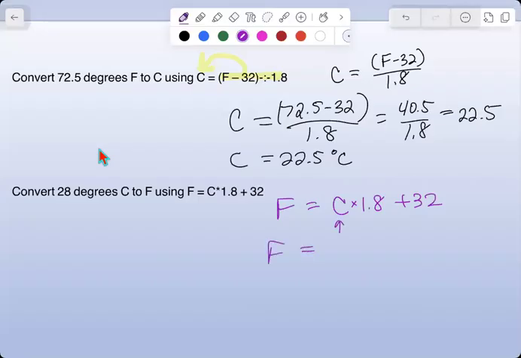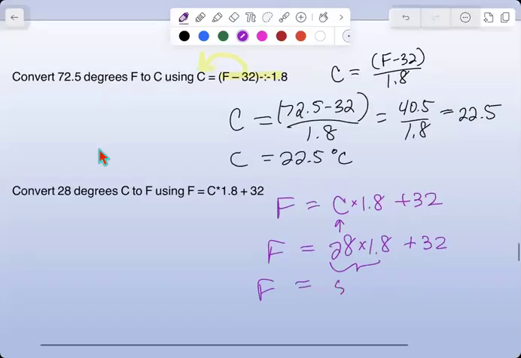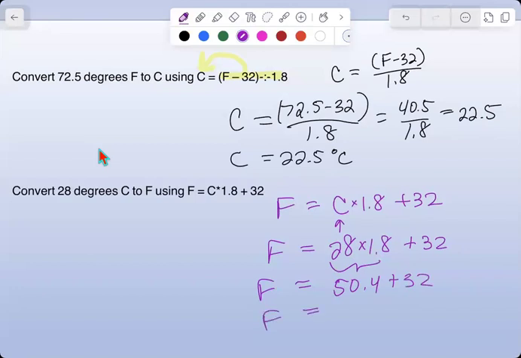So the first thing we do is 28 times 1.8. We're going to get an answer. Order of operations tells us we got to do that multiplication first. So 28 times 1.8 is 50.4 plus 32 gives us a Fahrenheit of 82.4 degrees. Okay. So that's how you use either direction.